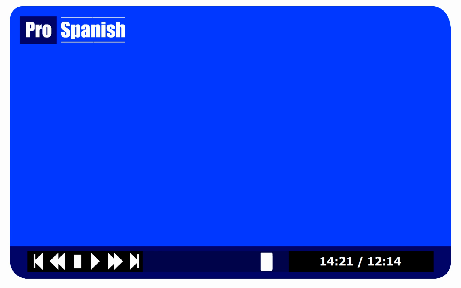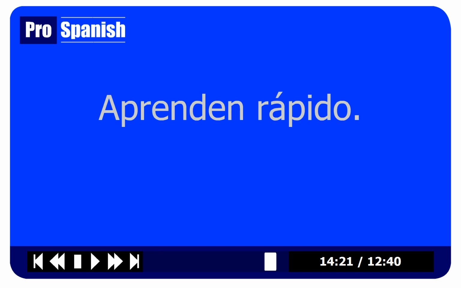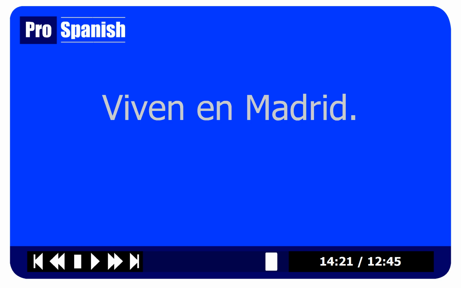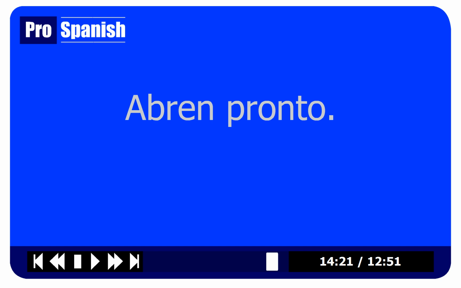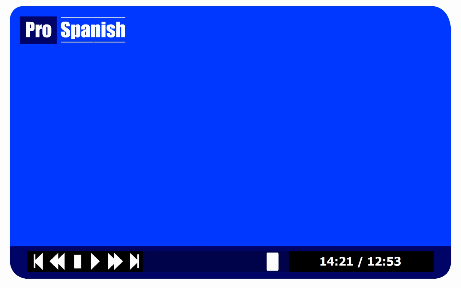For the they, we just add an N, so it's an or en. So they sing, cantan, they sing well, cantan bien. They smoke, fuman, they don't smoke, no fuman. They learn fast, aprenden rápido. They live in Madrid, viven en Madrid. They open early, abren pronto. They open very early, abren muy pronto.